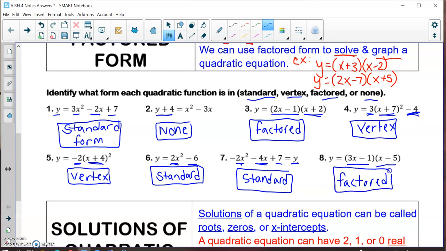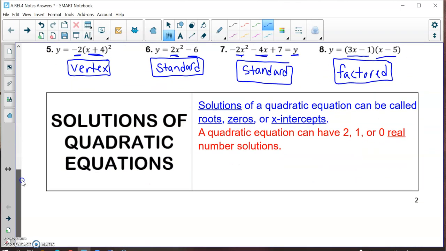All right, so now in this standard, we are going to be solving quadratic equations. The solutions of quadratic equations actually have many different names. If I asked you to find the roots of the quadratic equation, that actually means find your solutions. If I ask you to find your zeros of your quadratic equation, again, that means the solutions. And then this is an interesting one, and we're going to talk more about this: x-intercepts. If I asked you to find the x-intercepts of your quadratic equation, this also means the solutions to your quadratic equation. Now, a quadratic equation can have 2, 1, or 0 real number solutions, and I'm going to explain why.